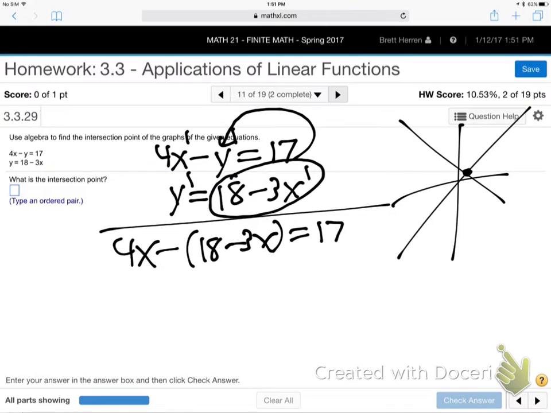Why do I have to put those parentheses that I just put? Why would it be wrong if I did not put the parentheses? What if I just wrote this? Why is that not true to the meaning of the equation? Because I didn't really subtract y. This equation said you take 4x and then you subtract all of y. I only subtracted the front part of y. I never subtracted the back part.